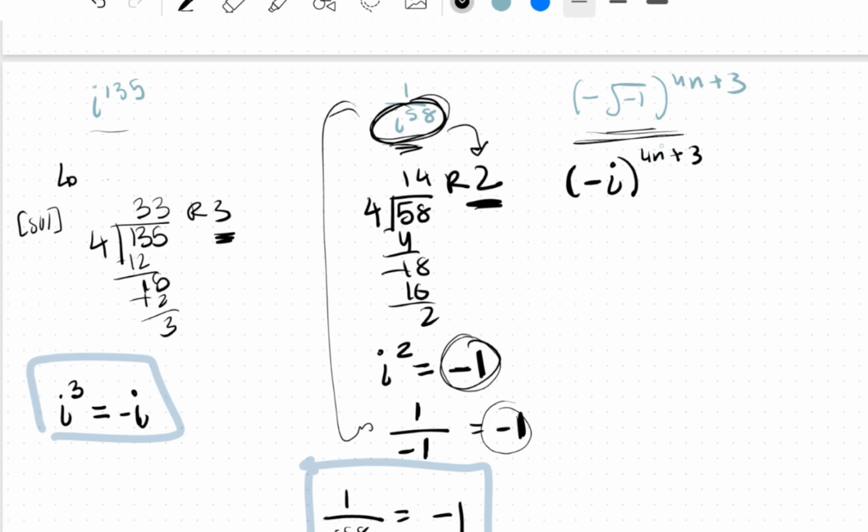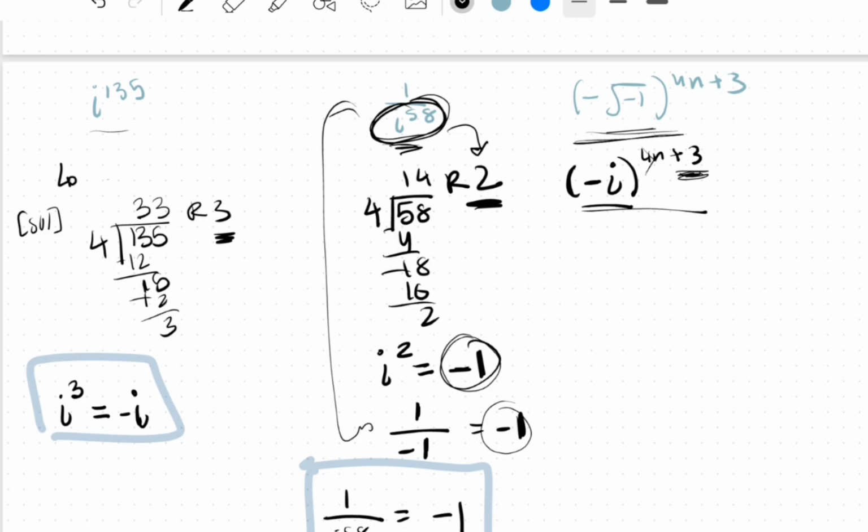So 4n, it automatically should click something in your head. 4n, we can disregard that because you know that i to the power of any multiple of 4 will be 1, right? Because we know i to the power of 4 is 1. i to the power 8 is also going to be 1, so we can disregard that. It's just going to be 1. Now we have this. This represents the remainder. So 3 would be the remainder. And we know that in order to find our answer, it would be i to the power of this remainder, this 3. But here we have negative i.